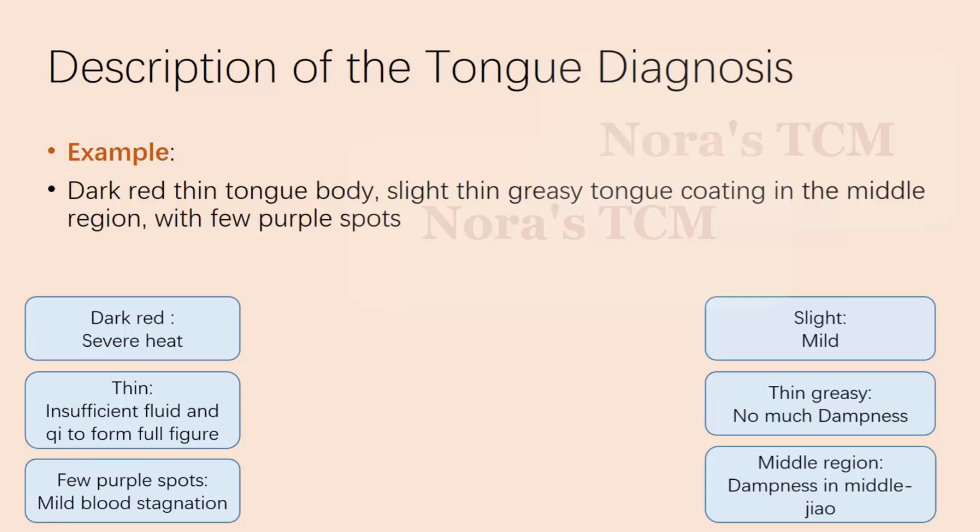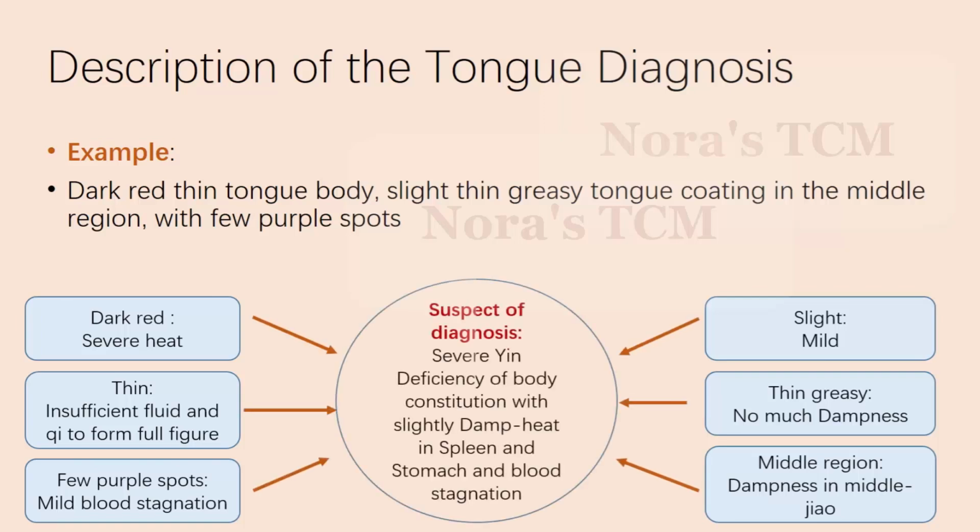So when we select the acupoints or herbs, we have to resolve the dampness in the middle jaw, not in the lower jaw. Finally, synthesizing the tongue body and tongue coating information, we can get a suspected diagnosis: severe yin deficiency of the body constitution with slight damp heat in the spleen and stomach and blood stagnation.